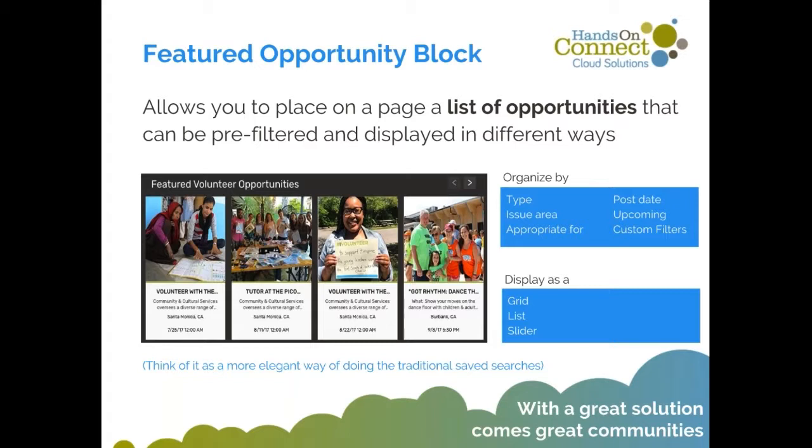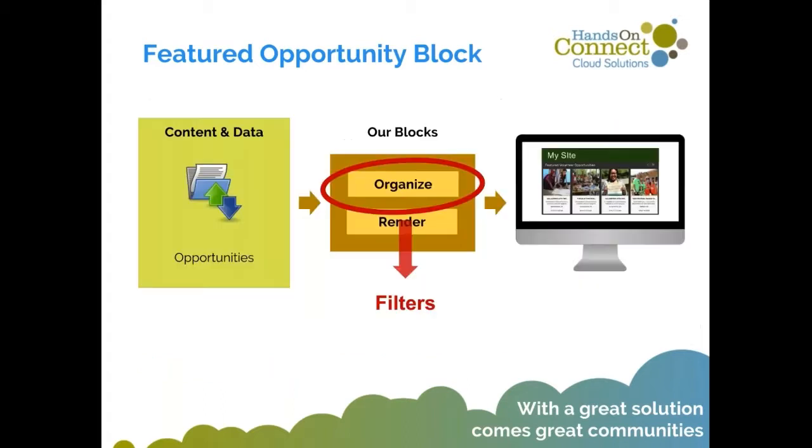If we start with the featured opportunity block, this block allows you to grab your opportunities, list them on a page, pre-filter them and display them in the way that works best for you. It allows you to organize them by type of opportunity, by issue area, appropriate for, post date, upcoming, and custom filters. I'm going to be doing a live demo of this, so you'll see these in action. As far as rendering them on your site, you can display them as a grid, list, or slider. Think of this as a more elegant way of doing your traditional saved searches. That feature has been around in Hands-On Connect 3.0 and 2.0 for a while, if you're familiar with that feature.